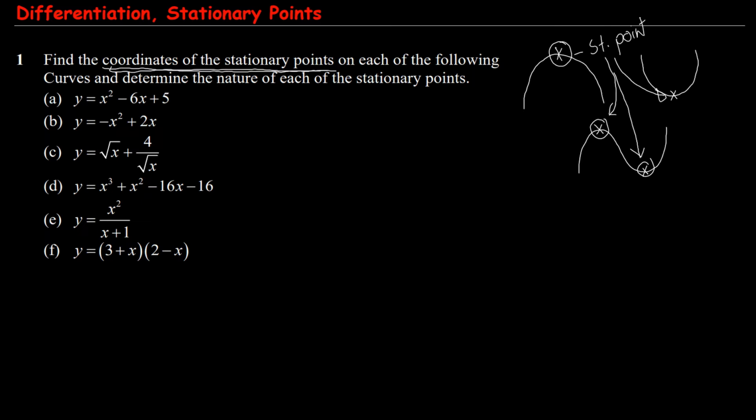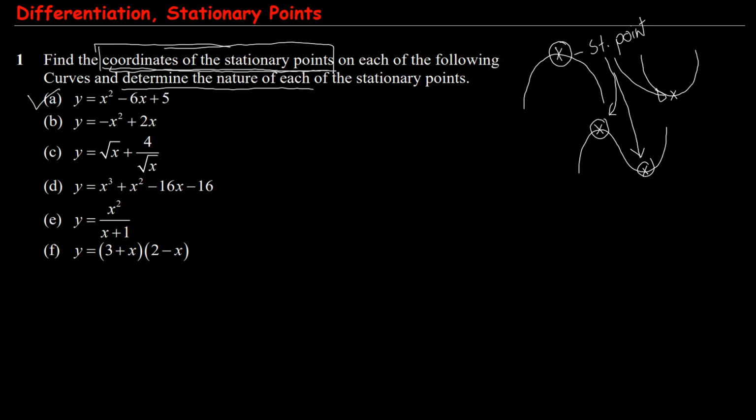So without drawing a curve, how do we do that? Let me show you, and I hope you will understand after seeing my working. The first question is finding the coordinates of the stationary point, and the second part is to determine the nature of the stationary point, meaning whether it is a maximum or minimum. That is what we are going to get from here. So let's see the first example.